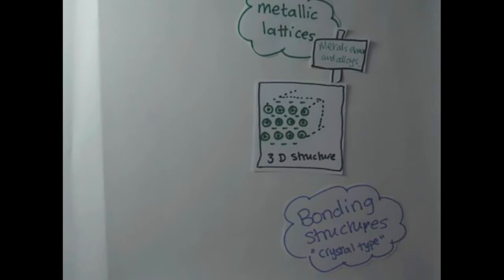So this is the representation that we use. The metal ions don't touch because obviously like charges repel, and this sea of electrons is the glue that holds it all together.